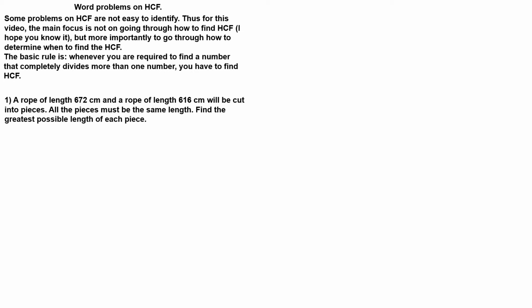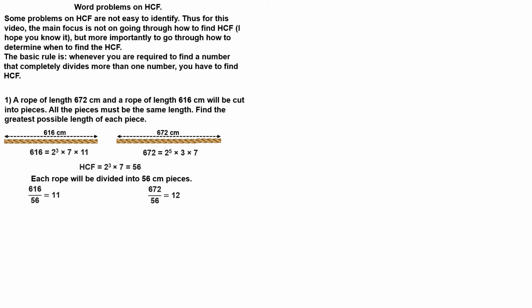First of all, read the problem very carefully. The ropes will be cut into pieces. This means they will be divided into pieces, and all pieces must be the same length. This length must be the greatest possible length. Therefore, highest common factor is needed here because we are asked to find a number that completely divides the lengths of the ropes. And this length must be the greatest possible length.